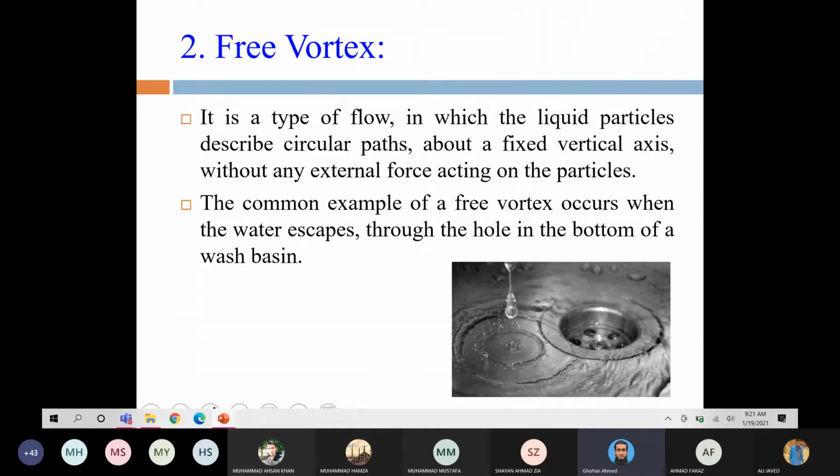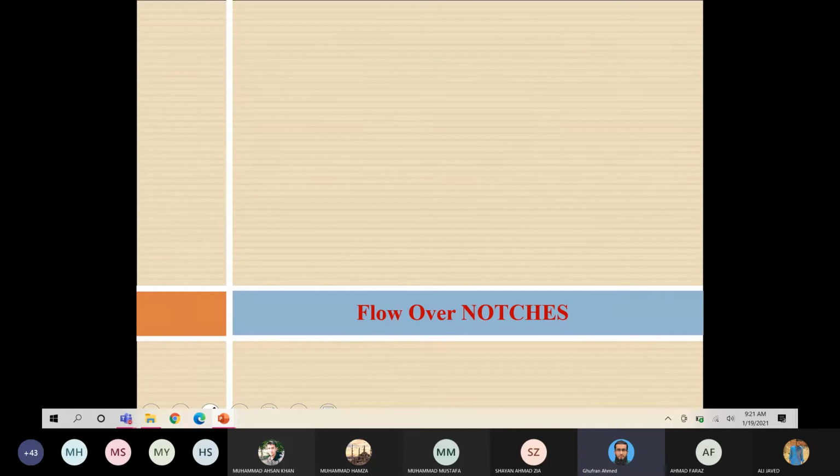So the free vortex is a type of flow in which the liquid particles describe circular paths about a fixed vertical axis without any external force acting on the particles. The common example of free vortex occurs when the water escapes through the hole in the bottom of a wash basin. So this is all about the vortex flow.